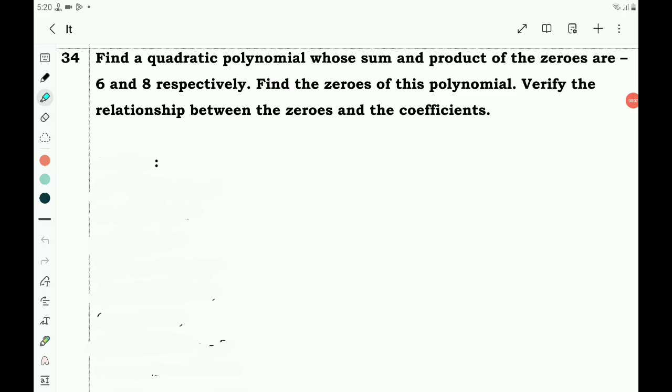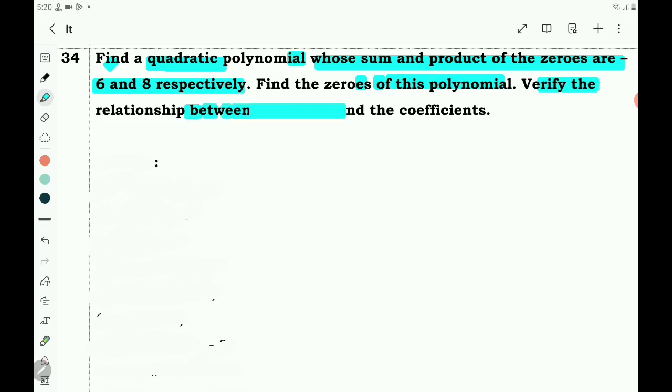Question number 34. Find a quadratic polynomial whose sum and product of the zeros are minus 6 and 8 respectively. Find the zeros of this polynomial. Verify the relationship between the zeros and the coefficient. Here what are given? Sum and product of the zeros of the polynomial are given.